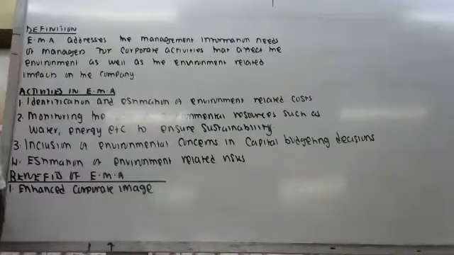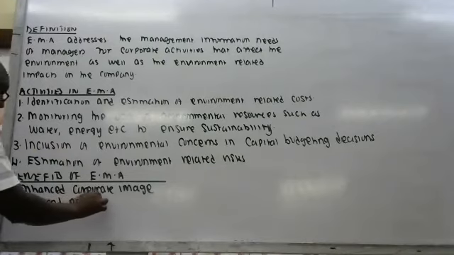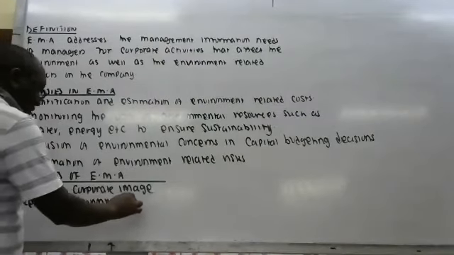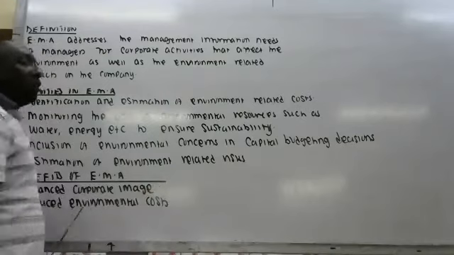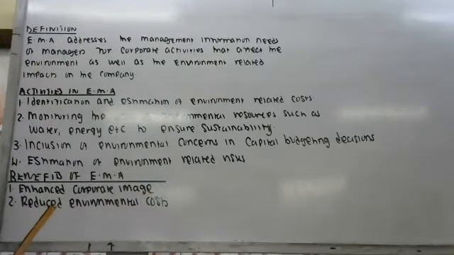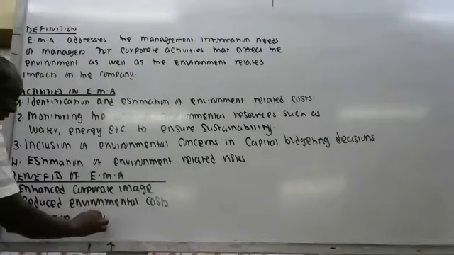So you will have a good customer base. Number 2 is reduced costs, or reduced environmental costs. So all those costs of the environment, they are reduced. Something else is avoidance of legal compliance costs, or non-compliance costs.